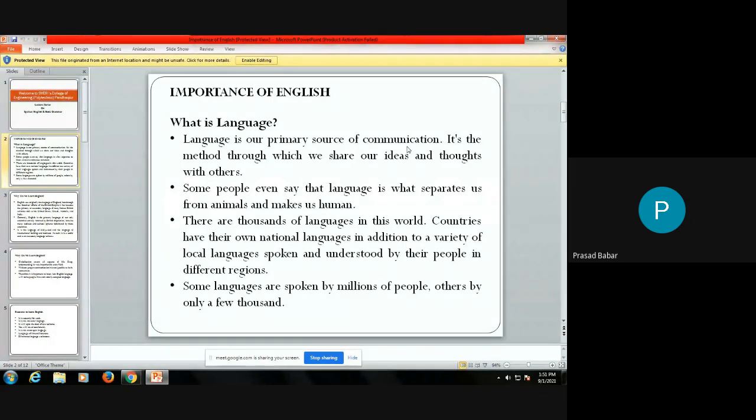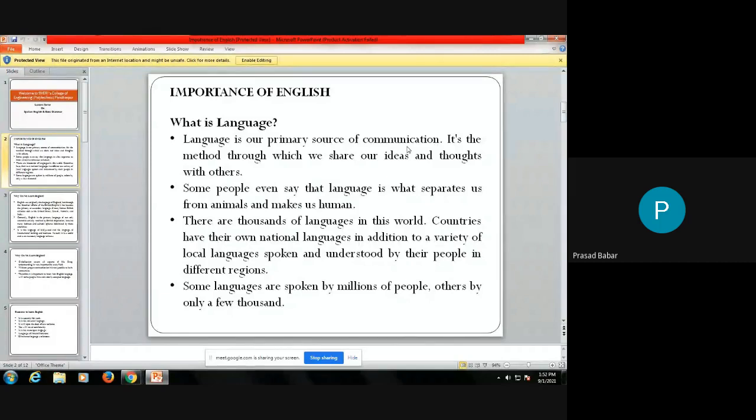With signs we communicate, but there may be misjudgment. आपण साइन लँग्वेज वापरली तरी सुद्धा समोरच्याला ती कळेलच असं काही सांगता येत नाही. That is why language is the primary source of communication. It's the method through which we share our ideas and thoughts with others.